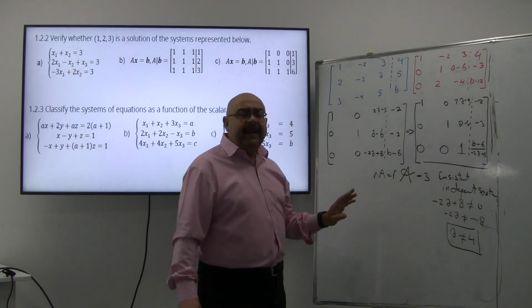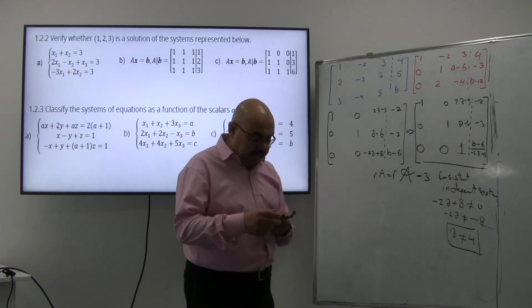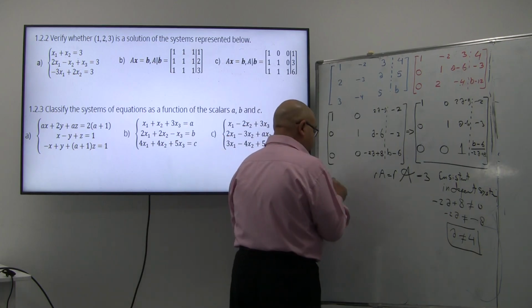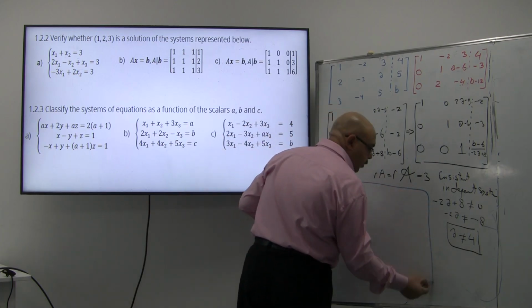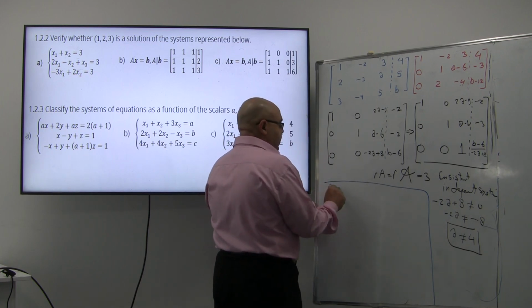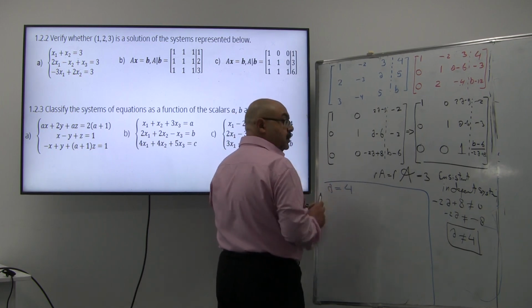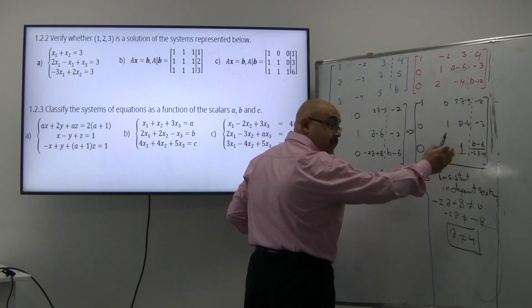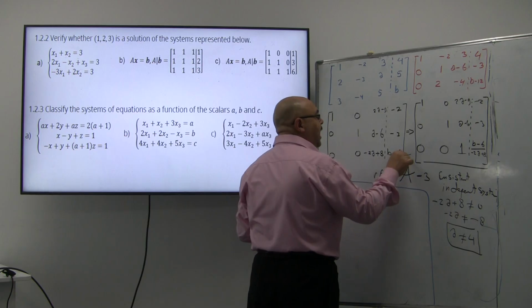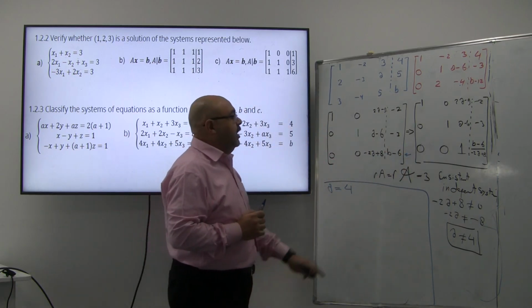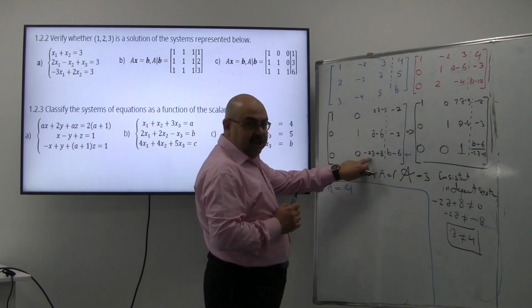What if A equals 4? I'm not going to use this equation, but I will have to get back to this one, which is in echelon form. If I insert 4 here, 0.